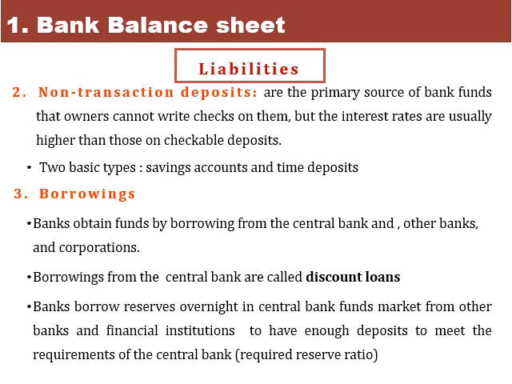The second item on the liability side is called non-transaction deposits, and these are considered the primary source of bank funds. The owners of these accounts cannot write checks on them, but usually the interest rate on these types of deposits is higher than the interest rate on a checkable deposit. So here owners of these accounts prefer return over liquidity. We have two basic types of non-transaction deposits, which are savings accounts and time deposits.